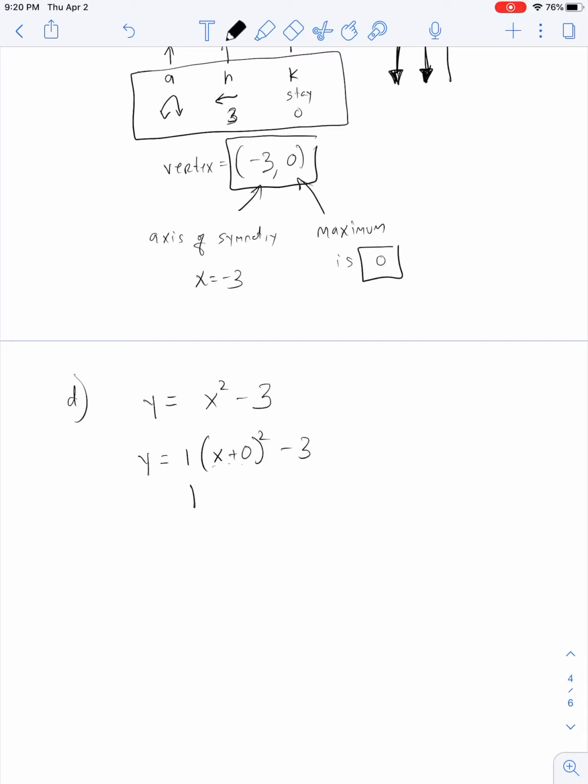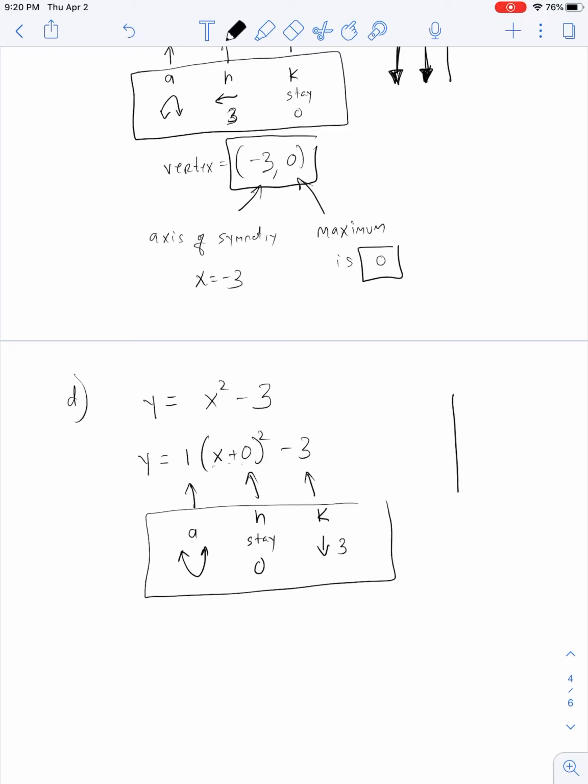Okay, so we know a is positive, so it goes up. This time our h is 0, so it just stays at 0. Our k is negative, so this tells us it's going to go down 3 times. So our graph stays at 0, but it goes down 1, 2, 3. It doesn't go left, doesn't go right, stays there, but it goes down. So here we go, and it opens up.